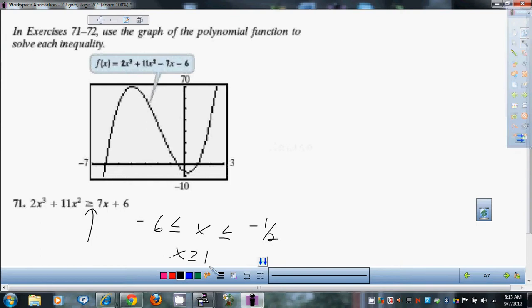I think he's like, remember how we did domains earlier in the year? If you wanted to write it like this, that's fine: -6 bracket to -1/2 bracket, and then 1 to infinity parentheses. I'm not entirely sure which way it'll show it to you on your test, but if you prefer to do it domain style, like we did earlier in the year, then by all means do so. I don't think it makes a difference.